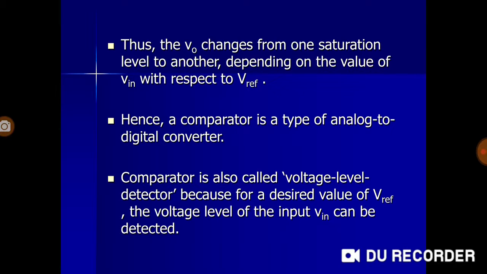Why do we call it a voltage level detector? Because the input voltage is being compared to the reference voltage. If it is positive Vsat, we know that the input is higher than V reference. If it is minus Vsat, then we know that the input voltage applied is lesser than the V reference voltage. So we know the level of the voltage that is being applied with respect to the reference voltage we have set. That is why it is called a voltage level detector.